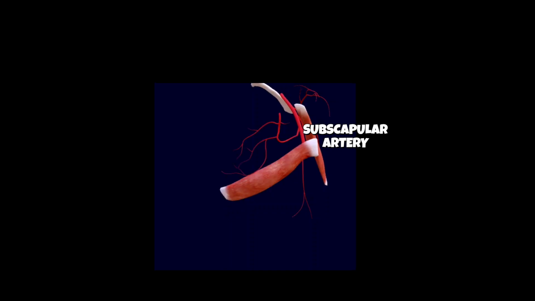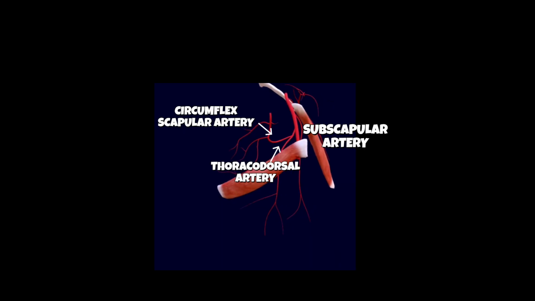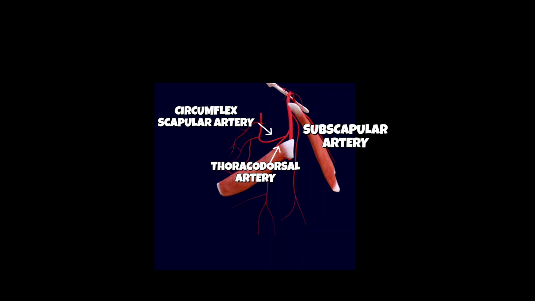branches, which are the circumflex scapular artery, which, if you remember from the previous video, passes through the triangular space, reaches the infraspinous fossa, and supplies the posterior scapular region, forms part of the scapular arterial anastomosis with the suprascapular artery and the dorsal scapular artery. Now, the thoracodorsal artery runs downwards along the lateral border of the scapula, continues to the inferior angle, and supplies the latissimus dorsi, parts of serratus anterior, and subscapularis.